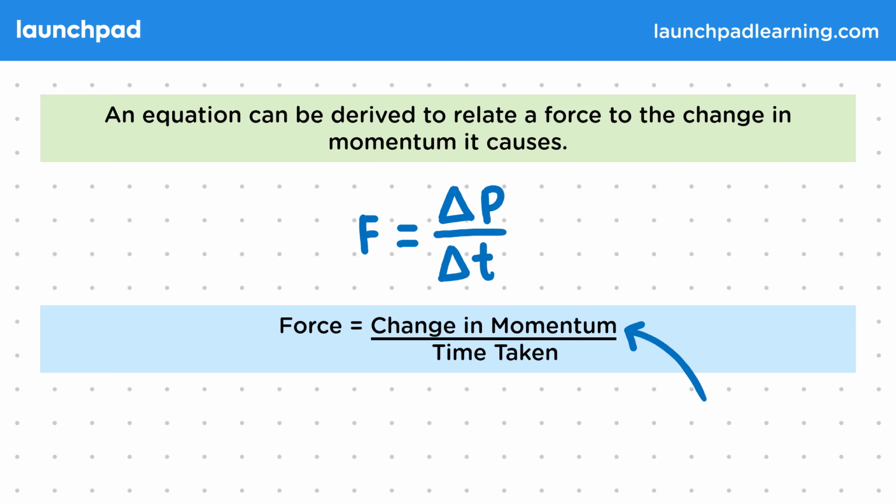Momentum is measured in kilogram meters per second, and time is measured in seconds. Then force is measured in newtons. Looking at this equation, we can show that newtons are equivalent to kilogram meters per second, per second, or kilogram meters per second squared. This is the same conclusion we'd reach using the equation F equals ma.